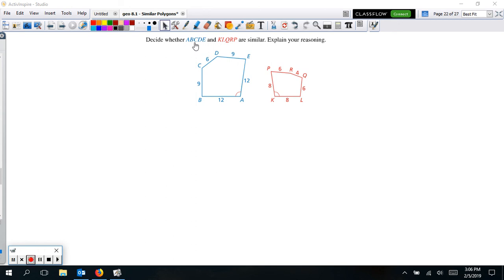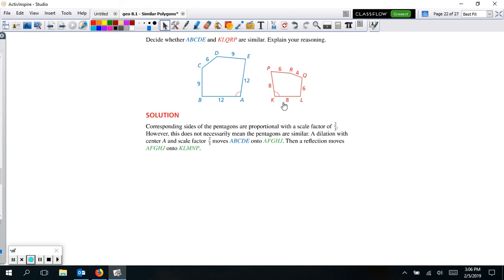Okay, here's one more book example. It just says decide whether the blue one and the red one here are similar. Explain your reasoning. As we look through the corresponding sides on all of these, right here is where an angle is. These angles are definitely showing that they're congruent. So there are 12s here, there are 8s here. So we could make some kind of scale factor and see if they all come out to be the same scale factor. And you'll notice that all the corresponding sides have a scale factor of 2/3. So 8 over 12 simplifies to 2/3.